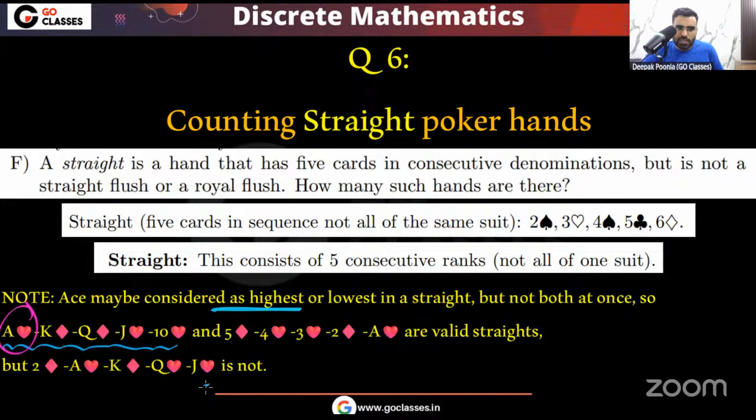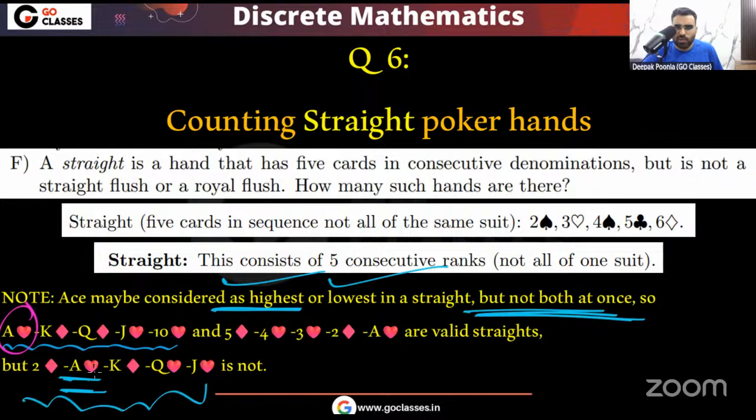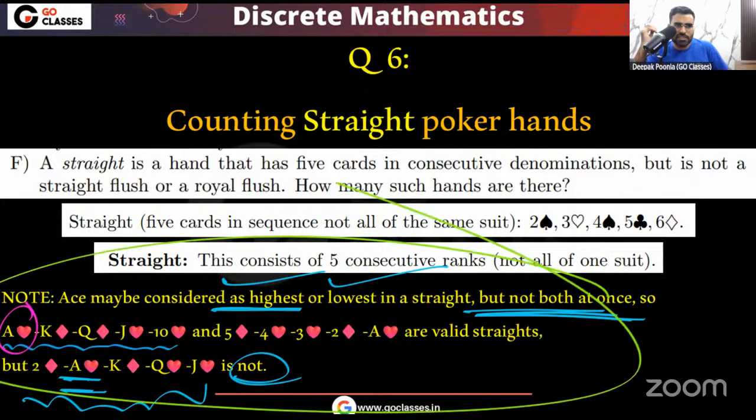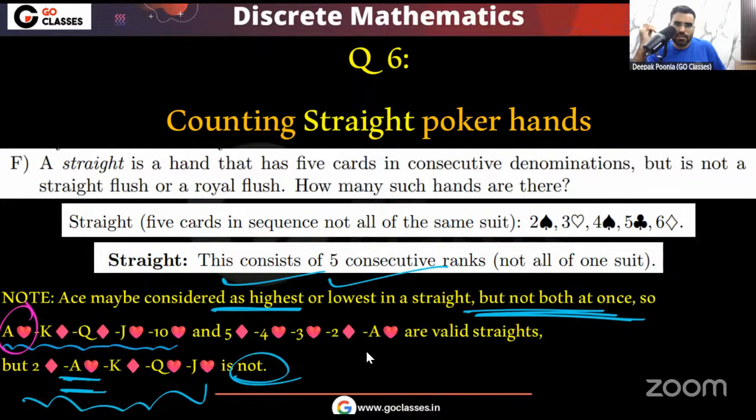But notice, look at this example. If I ask you what is the highest value, that is ace. If I ask you what is the lowest value, that is also ace. This is what I am saying, that you can consider ace as the highest value or lowest value, but not both at once. In this example, ace is highest value also, lowest value also. So this is not valid. In simple words, you can consider ace as the lowest value or as the highest value, but do not turn the corner.